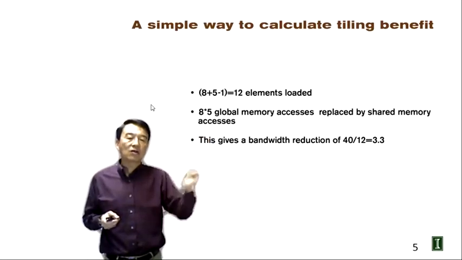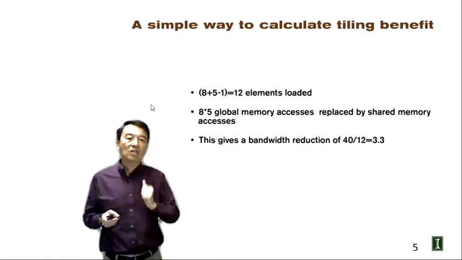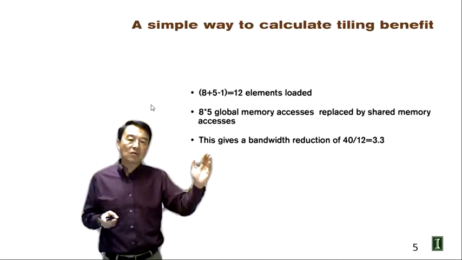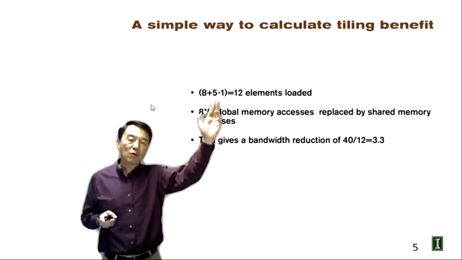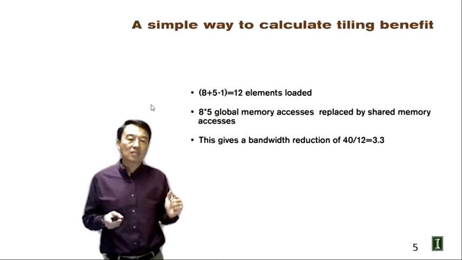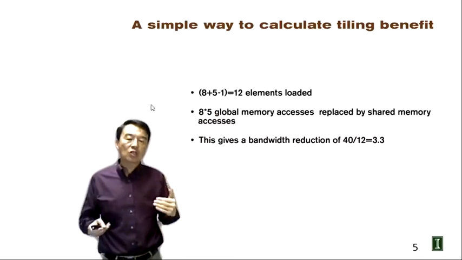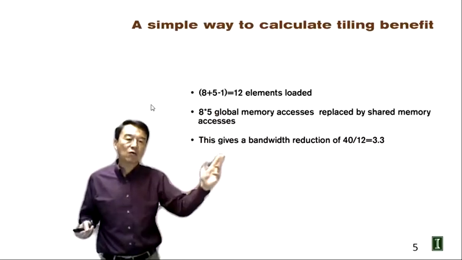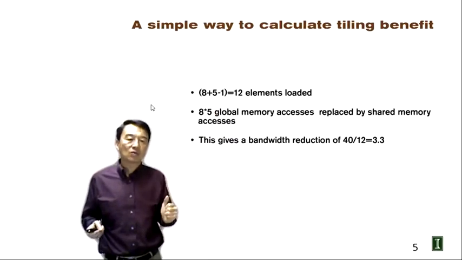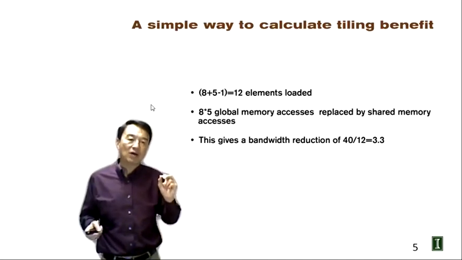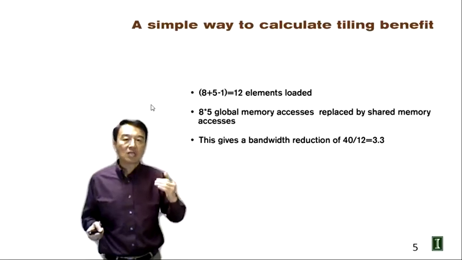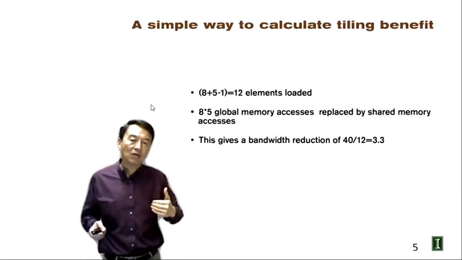The total number of global memory accesses before the tile algorithm is 40 accesses, and the total global memory accesses with the tile algorithm is 12 accesses. So the reduction of memory bandwidth requirement is 40 over 12, or 3.3. Another way of looking at it is that we magnified the memory bandwidth by 3.3 times, or we can say that we reduced the total number of memory accesses by 3.3 times.